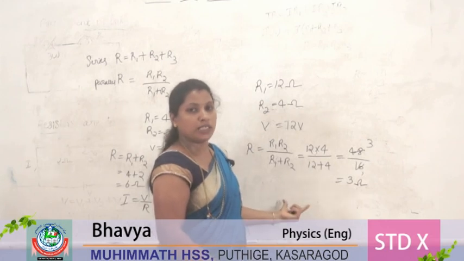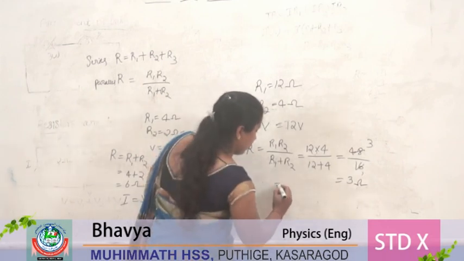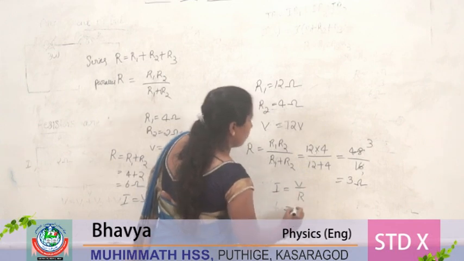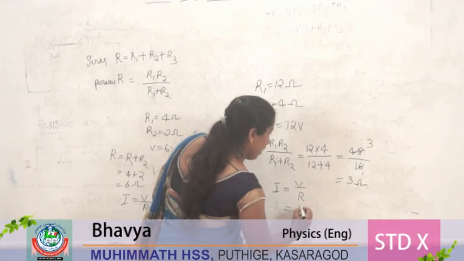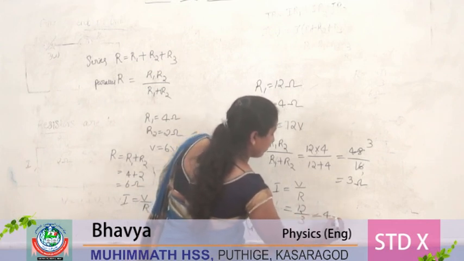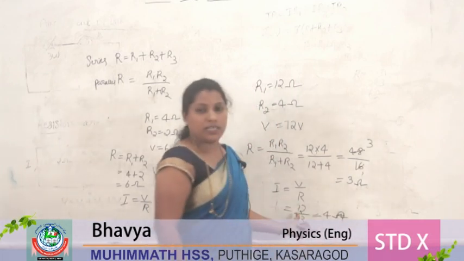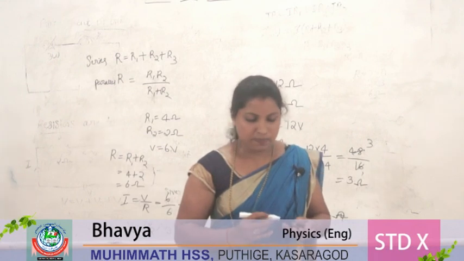Then we should calculate the current. I is equal to V divided by R. V how much? 12 volt. 12 divided by 3. So how much? 4 ampere. The current is 4 ampere.